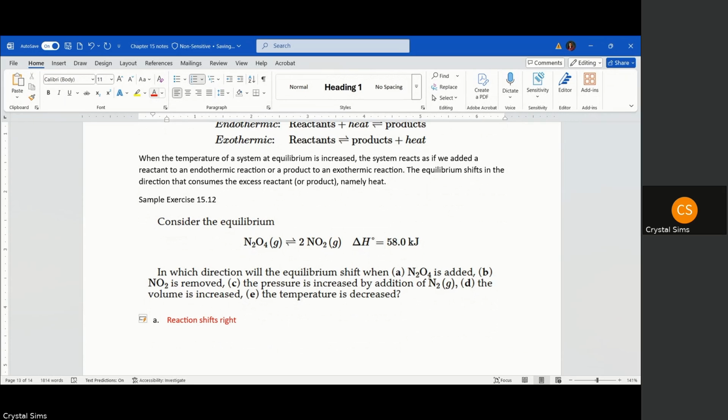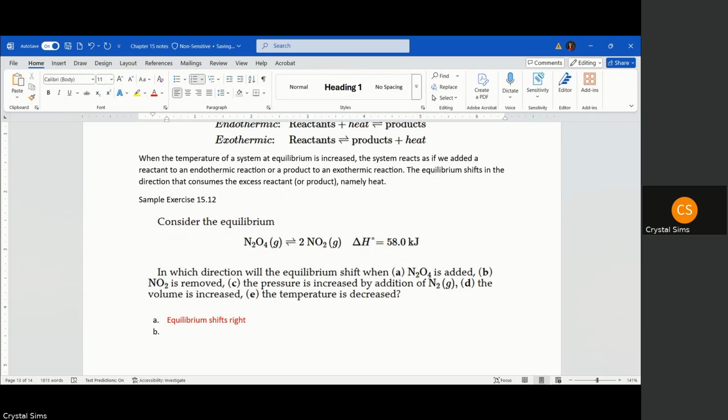So for the first one, N2O4, equilibrium shifts right. I said reaction, sorry. Equilibrium shifts right. So that's the first one. We add more reactant, so we've got to produce more product, so equilibrium is going to shift to the right.